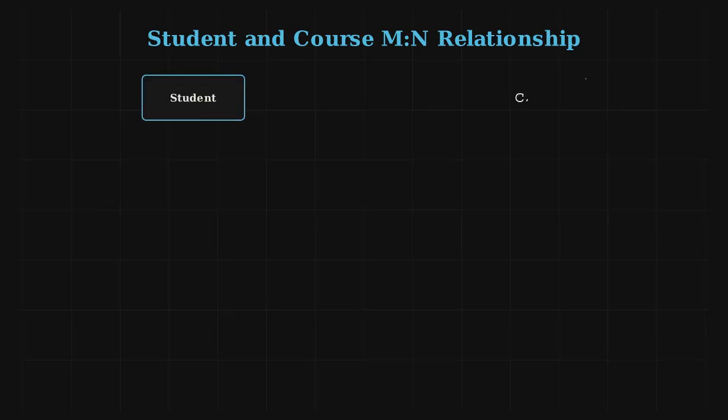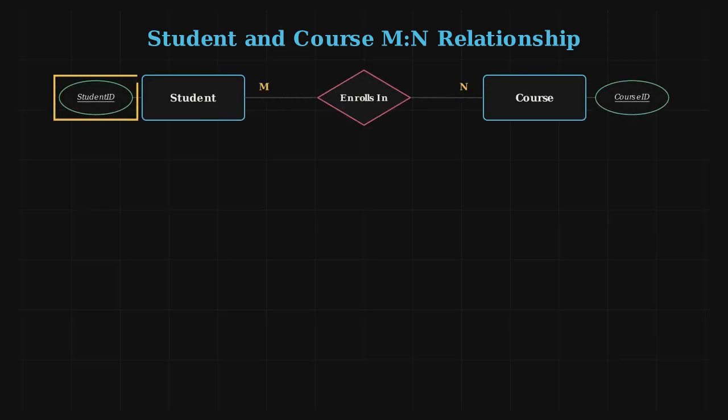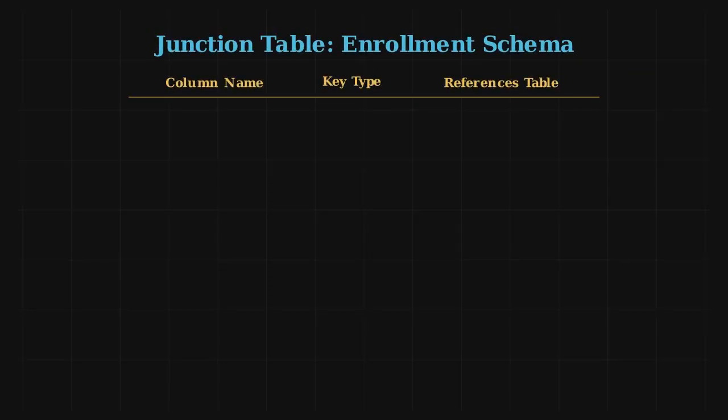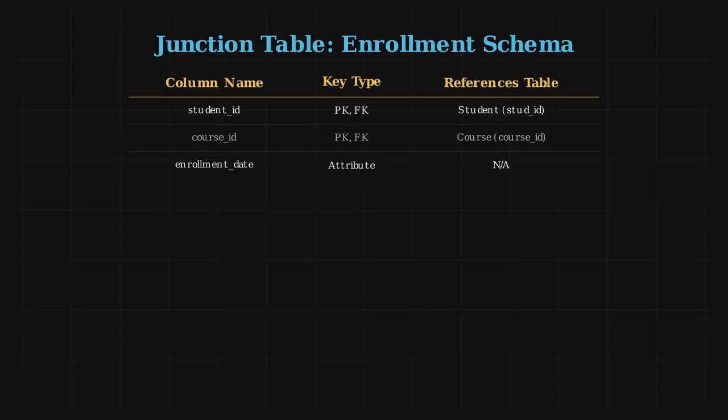Many-to-many relationships, like students and courses, cannot be mapped using simple foreign keys inside either entity. We must build a new bridging table. This new junction table contains the foreign keys from both entities. Combined, they form a robust composite primary key that prevents duplicate pairings.